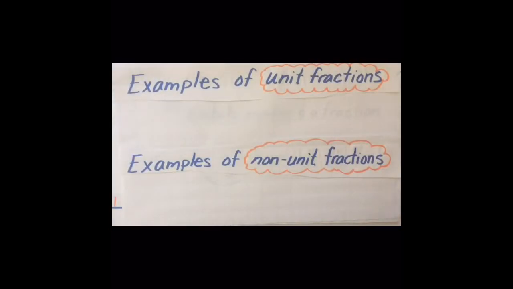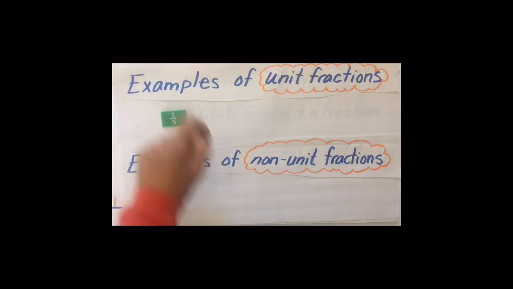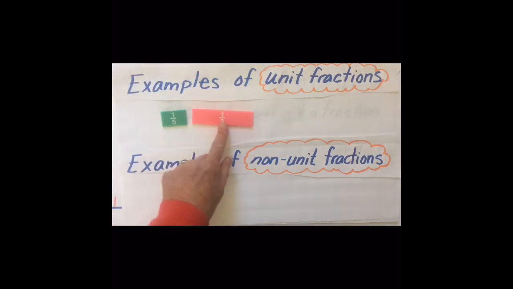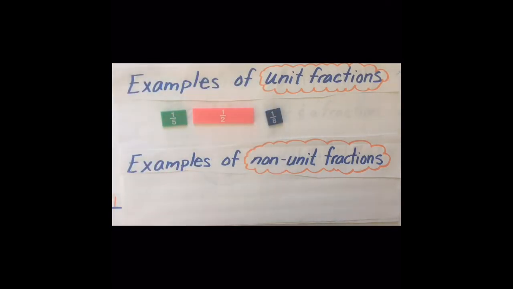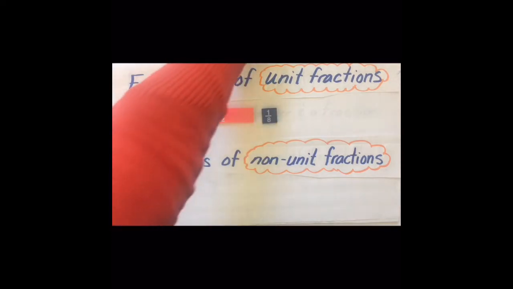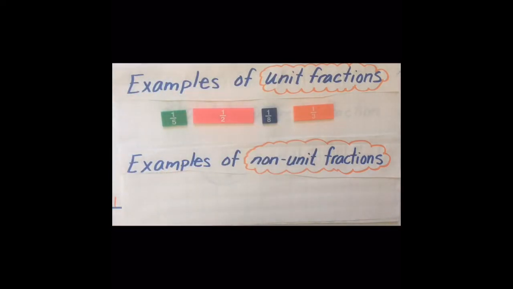Okay. Now we want to do examples of unit fractions. I can give you more examples. 1/5 is a unit fraction because there's a 1 at the top. 1/2 is a unit fraction because there's a 1 at the top. 1/8 is a unit fraction because there's a 1 at the top. And 1/3 is a unit fraction because it has a 1 at the top.